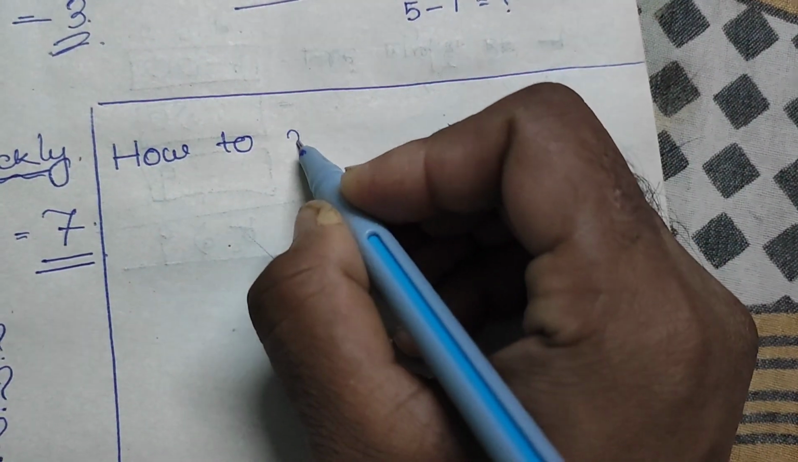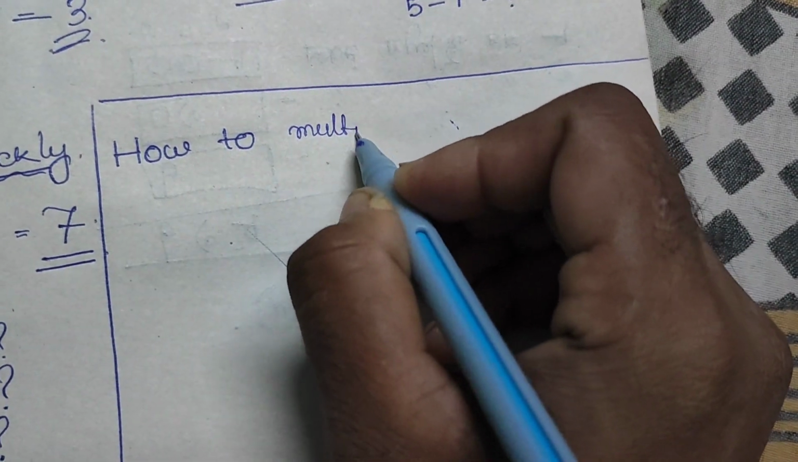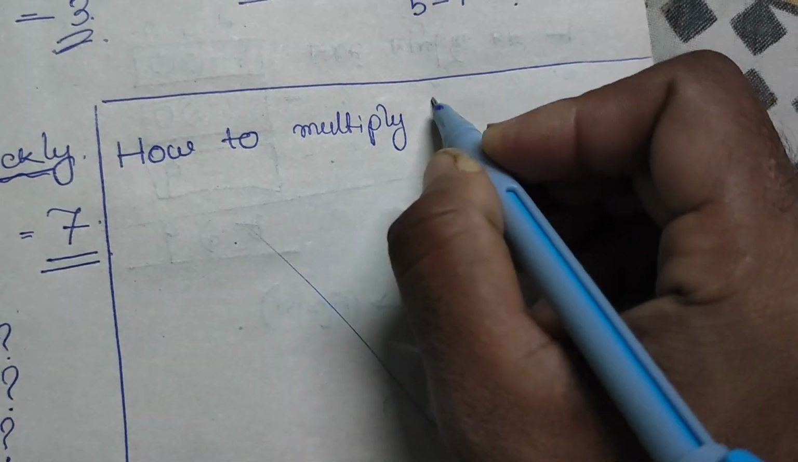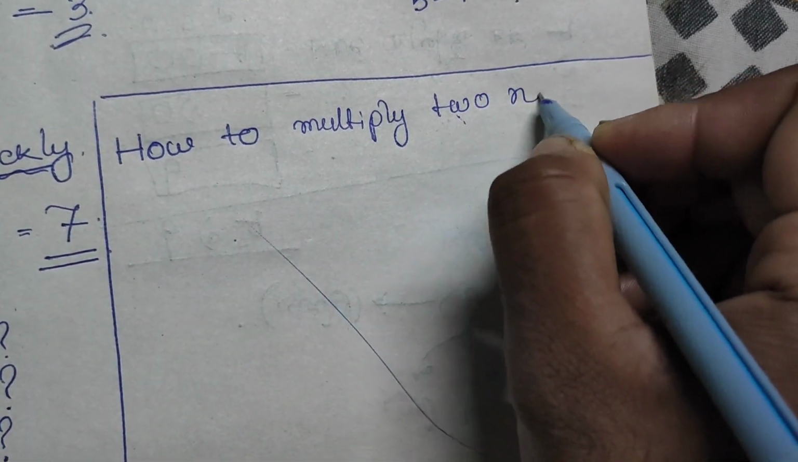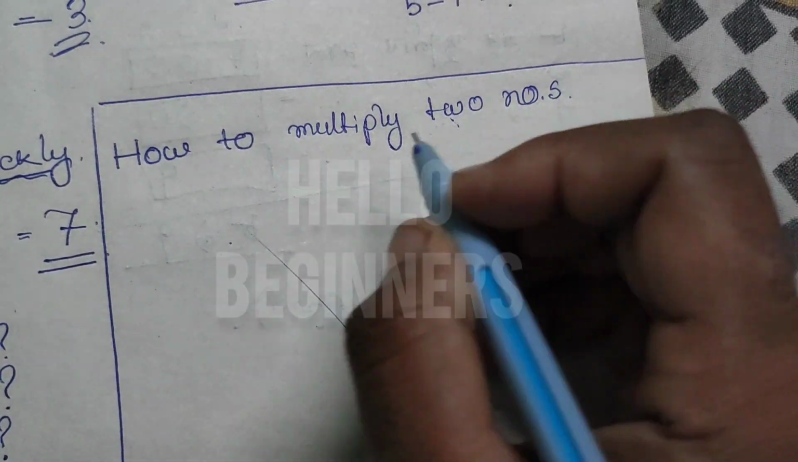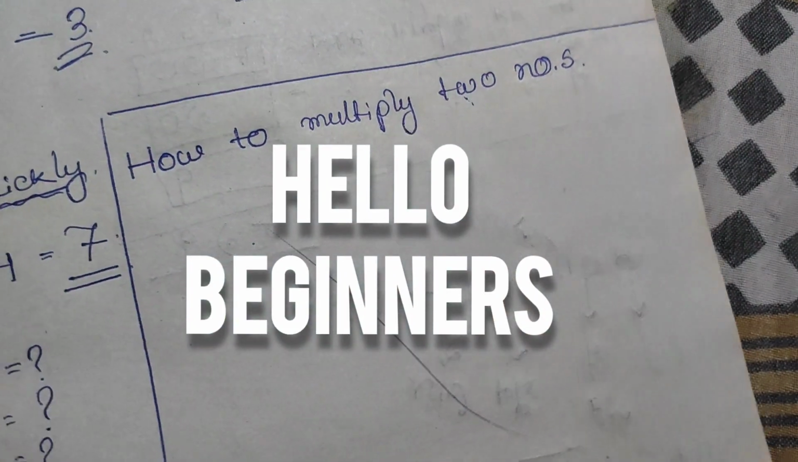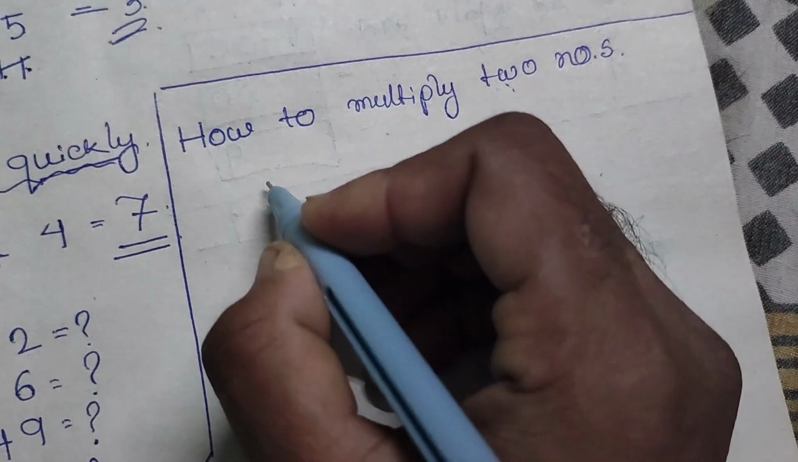How to multiply two numbers. Hello beginners. Suppose you have two numbers.